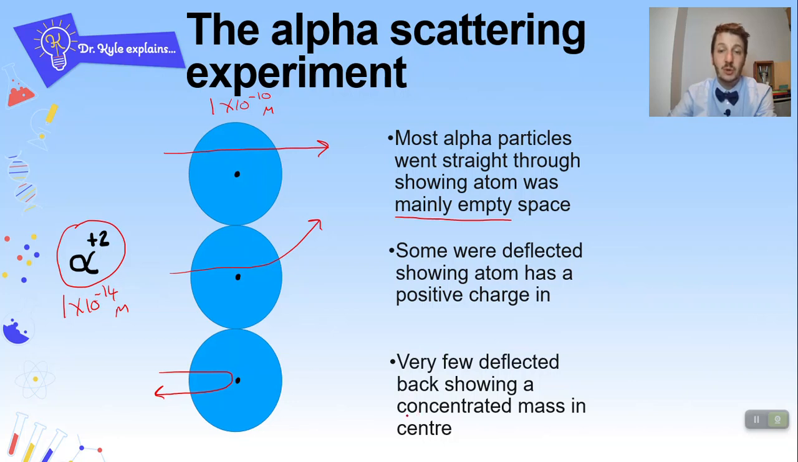that there must be a concentrated mass in the center because they had directly hit an alpha particle with the size of 1 × 10⁻14 meters into the center of the atom, which, as we know, a nucleus also has the size of 1 × 10⁻14 meters. What an incredible shot that must have been.